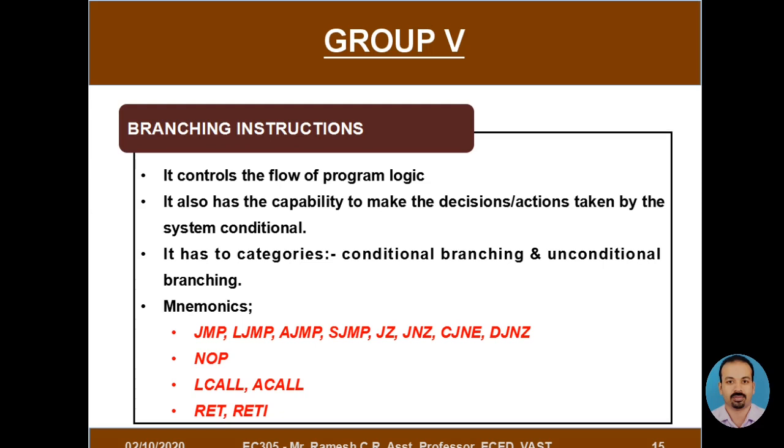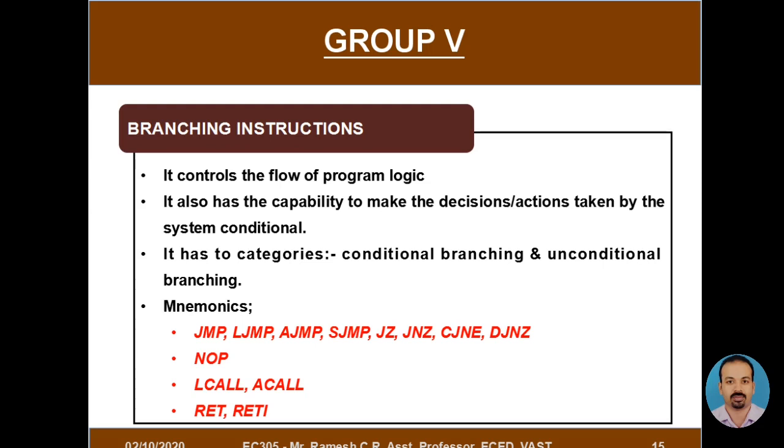Then we have the LCALL and ACALL, that is long call and absolute call. These are the mnemonics corresponding to calling some specific location for a short interval of time. The difference between jump and call is that jump makes a permanent branch to a new location. We cannot return from that. But if you are using LCALL and ACALL, you can jump to a new location, and after executing a set of instructions there, we can return from that. It is not a permanent jump actually. We can return if needed.